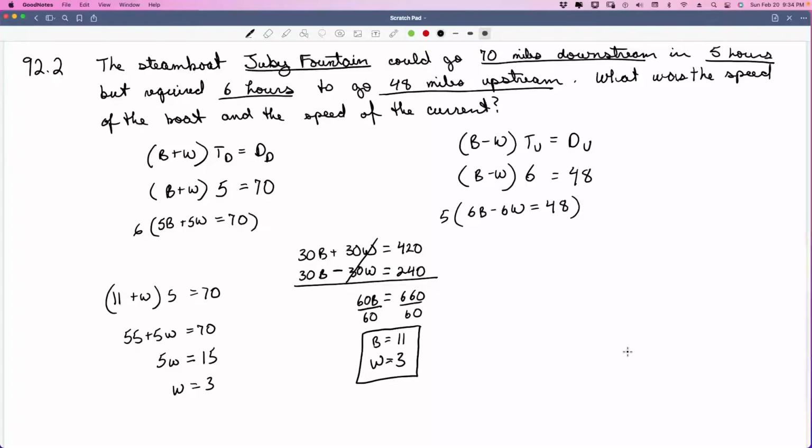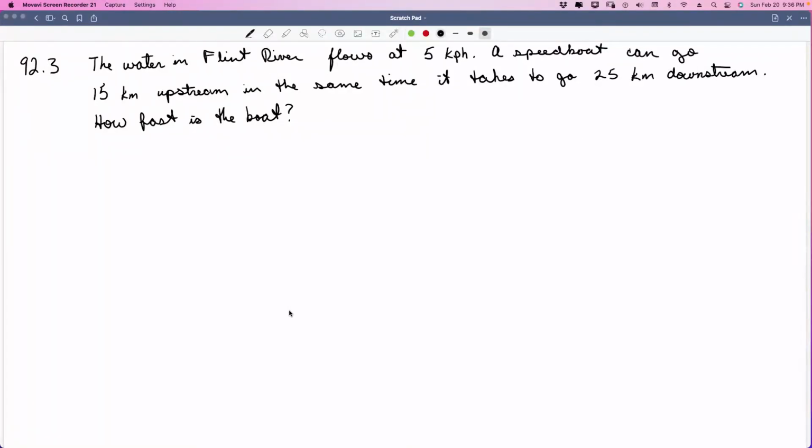All right, let's look at 92.3. This is our last one. All right, 92.3, this is our last problem. The water in Flint River flows at 5 kilometers per hour. A speedboat can go 15 kilometers upstream in the same time it takes to go 25 kilometers downstream.